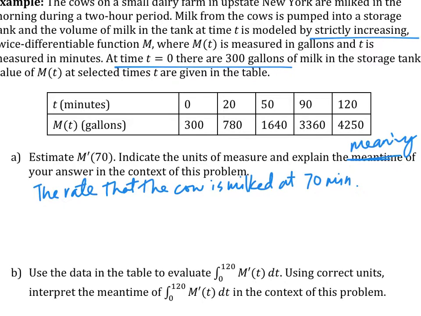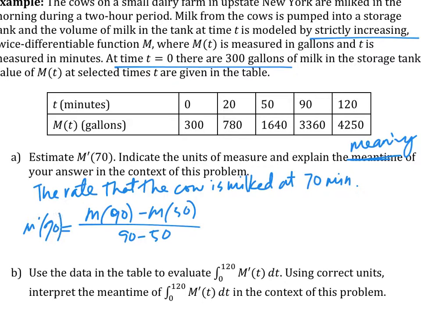Given the information that you have, you just need to find a rate of change. So this is just m of 90 minus m of 50 over 90 minus 50, which is approximately m prime of 70. Okay, they will always ask this kind of question. Please be careful. Answer is 43 gallons per minute.